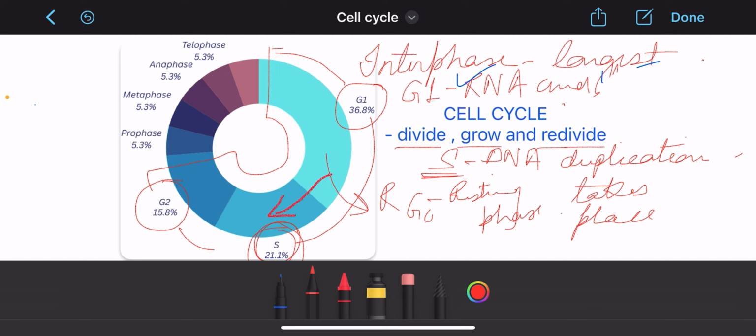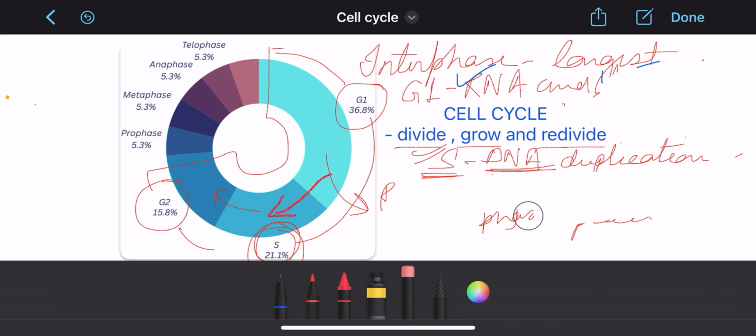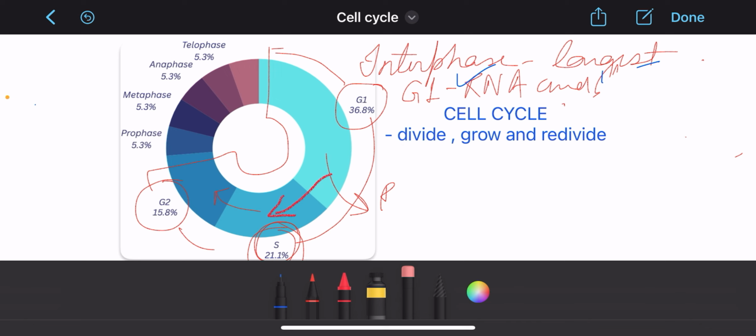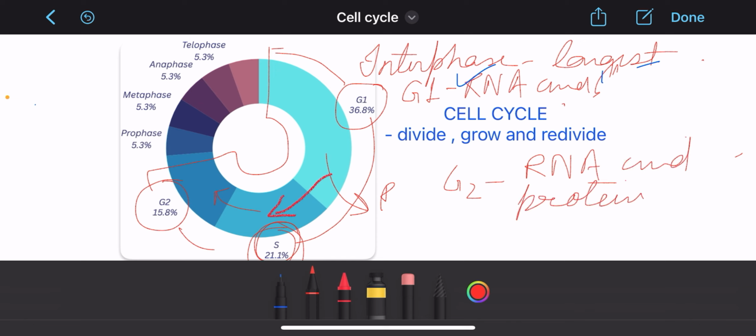Now after the synthesis of DNA, which is taking place in the S phase, the cell enters into G2 phase. Now this is the second growth phase. G2 phase is the second growth phase in which RNA synthesis and protein synthesis takes place, which is required for cell division. G2 phase is shorter as compared to G1 phase, which is quite long.